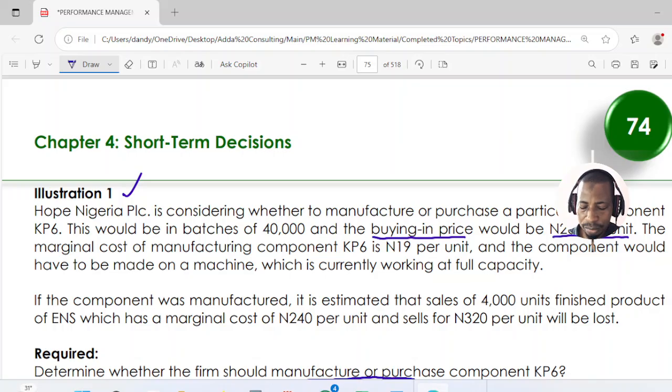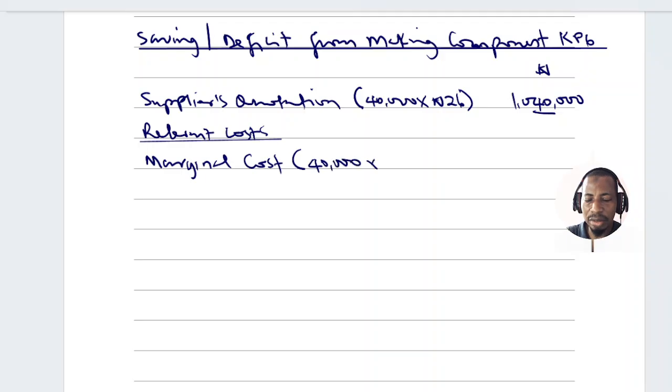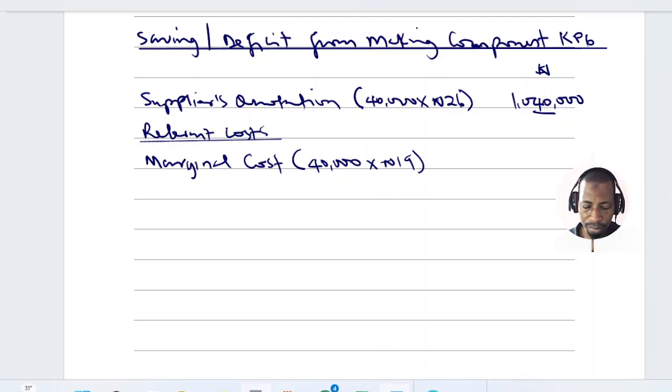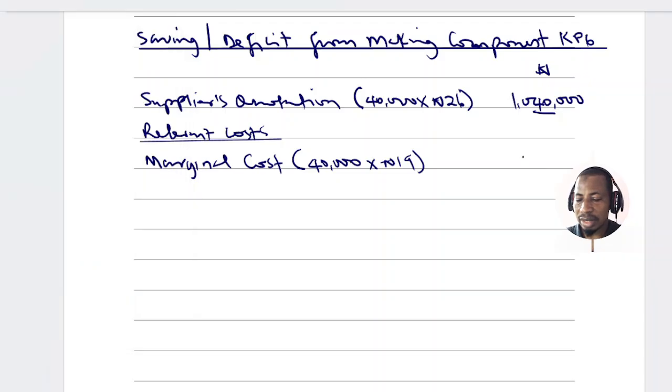components. Okay, so marginal, don't go and change the name to variable cost. Examiner has called it marginal cost. So use whatever the examiner has used. So this is 40,000 batches multiplied by 19 naira. So what do we have here? So I would then say 19 multiplied by 40,000. That's 760,000.